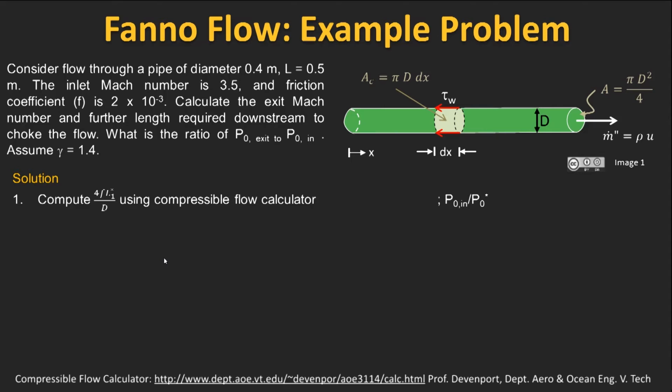So let's go back to the problem. Let's fill in those numbers. We now know that 4fL1* over D is this value, and P0in over P0* is that value.